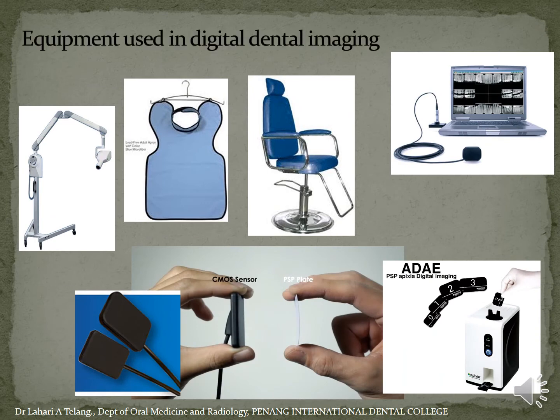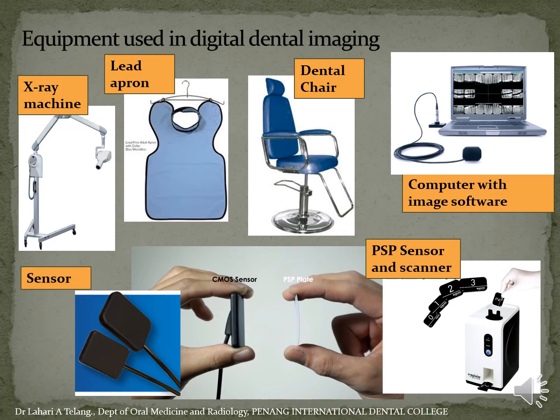Then you also have the equipment used in digital dental imaging, which again still needs x-rays. You have the lead apron and dental chair, which you will find common in all of these. It's common to the film based, but here you have the sensor, which is either an example of a CMOS or a CCD sensor, or you have a PSP plate. We have both of these in our clinic, and we use both for taking x-rays. And this is an example of a PSP sensor and a scanner, which you need to eventually produce x-rays like this, which you can see on a computer with some imaging software.